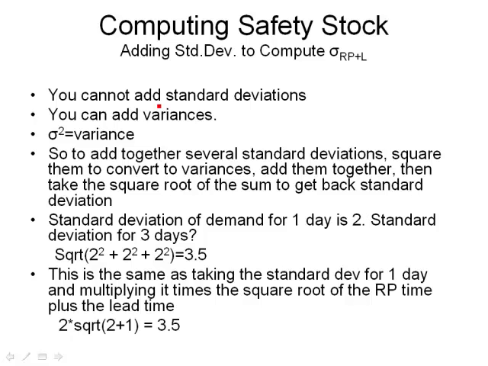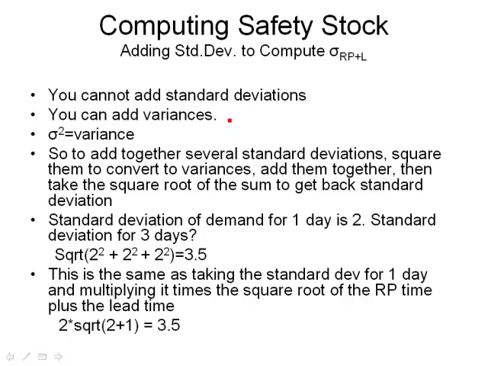It gets a little bit complicated because we have to essentially add together the standard deviation of the demand during the review period plus the demand during the lead time. But you cannot add standard deviations. Fortunately, you can add variances. And remember that a variance is simply a standard deviation squared. In other words, if we have the variance and we take the square root of it, that'll give us the standard deviation.